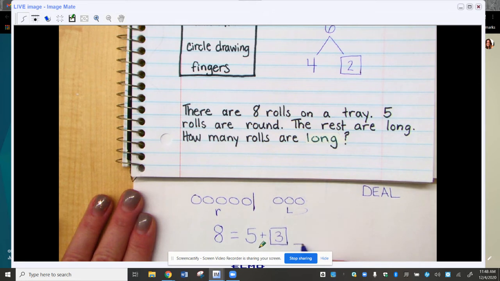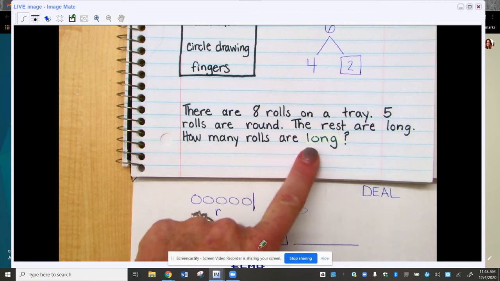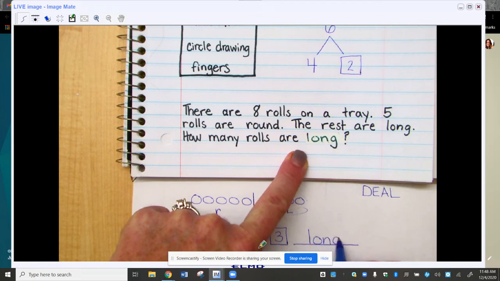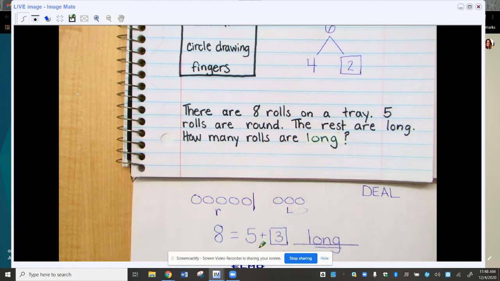So right next to this, I'm going to put my label line. And how many rolls are long? I'm going to borrow that word and write it right down here. Long. Ooh, you're going to learn about this little chunk right here in our phonics next week. So let's see if that makes sense.